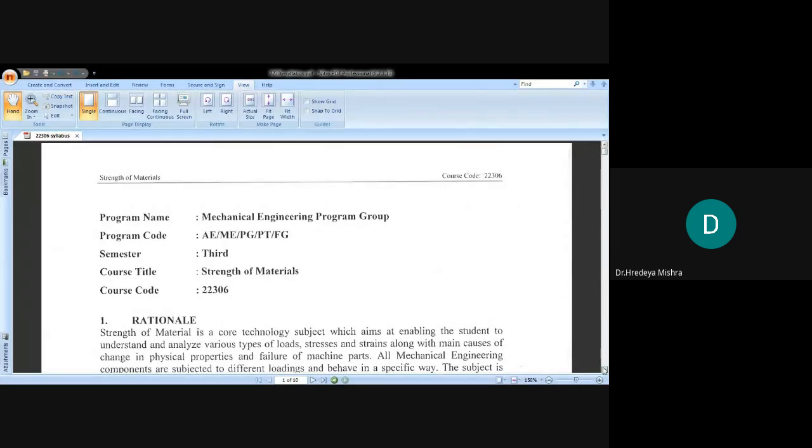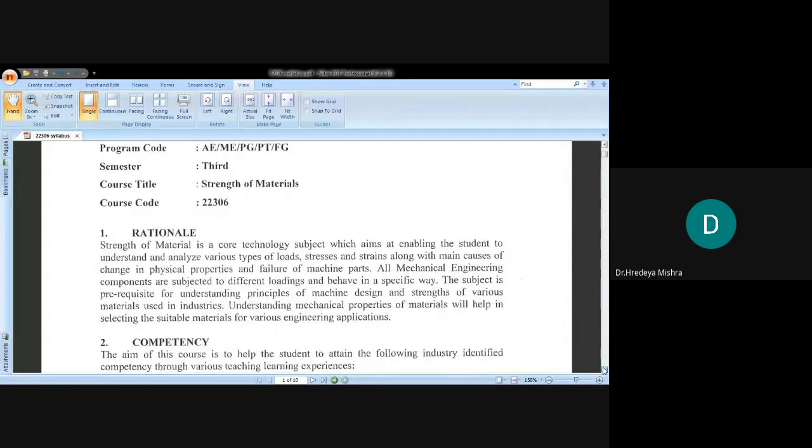What happened, you see here, this is the rotational. What is the rotational? Strength of material is a core technology subject which aims at enabling the student to understand and analyze various types of loads, stresses, strain, along with the main causes of the change in physical property and failure of machine parts.